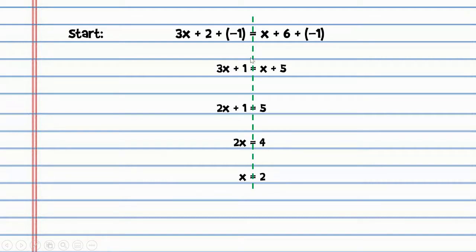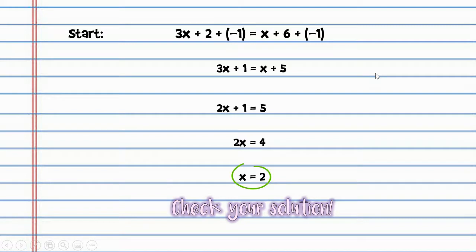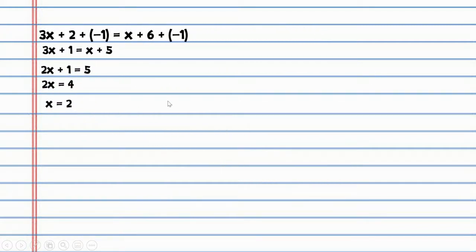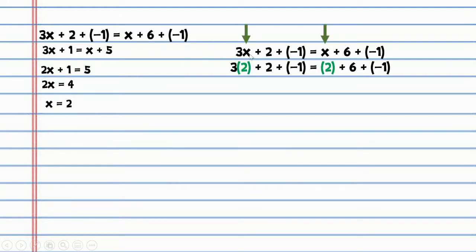Notice how I kept my equal sign lined up as I did each step of the equation. That helps me keep track of my 2 different sides of the equation. All right, so x equals 2 is our solution, but now we need to check it to make sure that it's correct. To check my solution, I'm just going to substitute this 2 for anywhere that I see an x. So I turned this x into a 2, I turned this x into a 2.